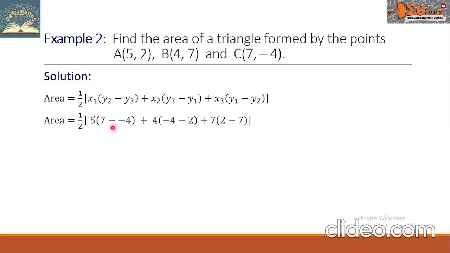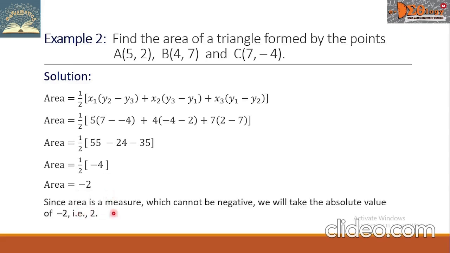Let us simplify further. 7 minus negative 4 is positive 11, times 5 is positive 55. Negative 4 minus 2 is negative 6, times 4 is negative 24. 2 minus 7 is negative 5, times 7 is negative 35. When we simplify 55 minus 24 minus 35, that is negative 4. And 1/2 of negative 4 is negative 2.